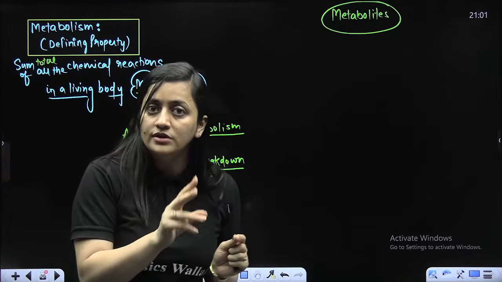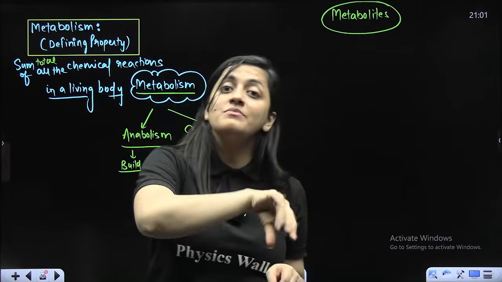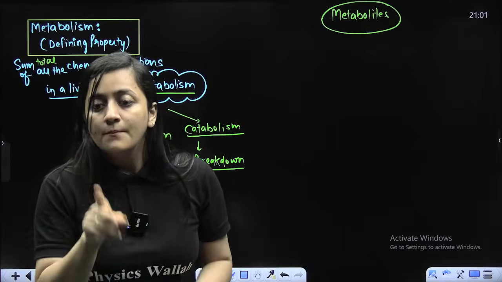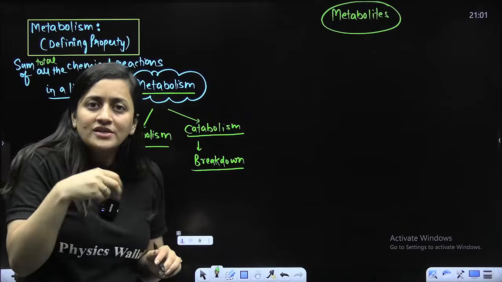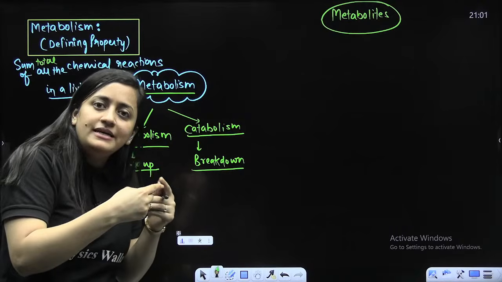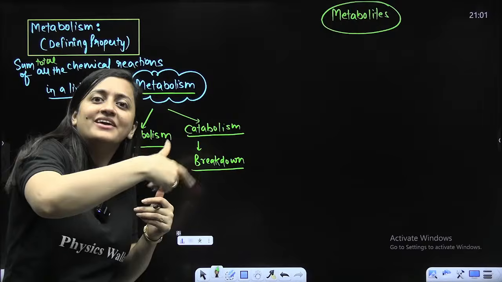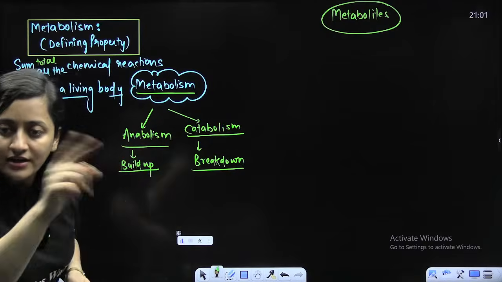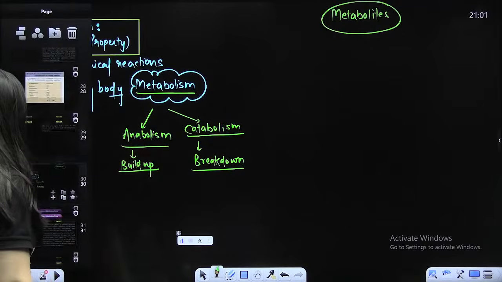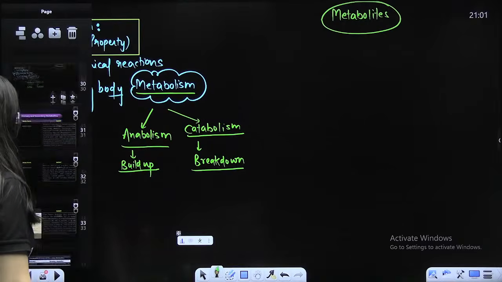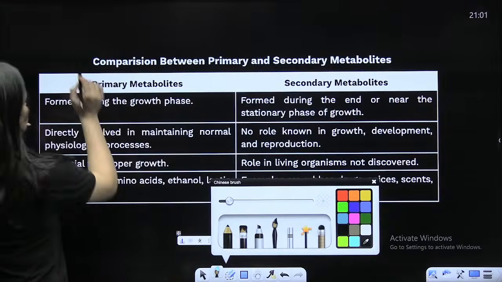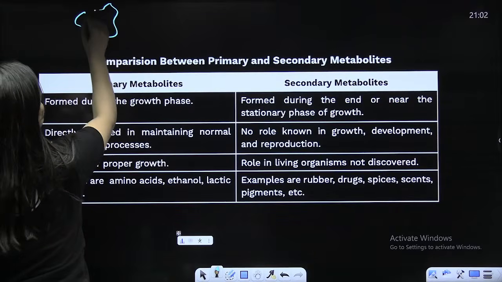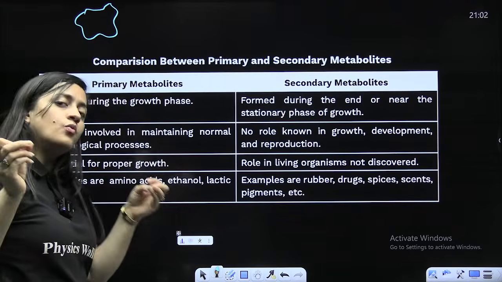Now we have to learn a very important topic, that is primary and secondary metabolites. So that's the topic. What are these metabolites? These are the intermediates, the compounds which are there in that living reaction, right, Nimish? So primary and secondary metabolites, that's what you are going to learn. In simple words, let's suppose this is a living organism, multicellular, unicellular, whatever it is.